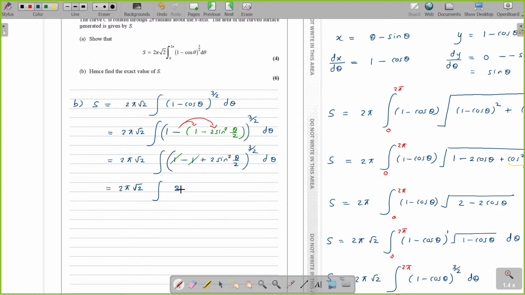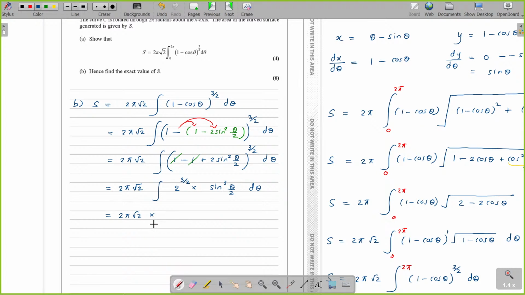So you get here 2 to the power 3 over 2 times sine square theta over 2 to the power 3 over 2. The powers multiply and you get sine cube theta over 2. Do you agree with me on that? 2 to the power 3 over 2, we can take it out because it's a constant. 2 pi root 2, actually who is 2 to the power 3 over 2?